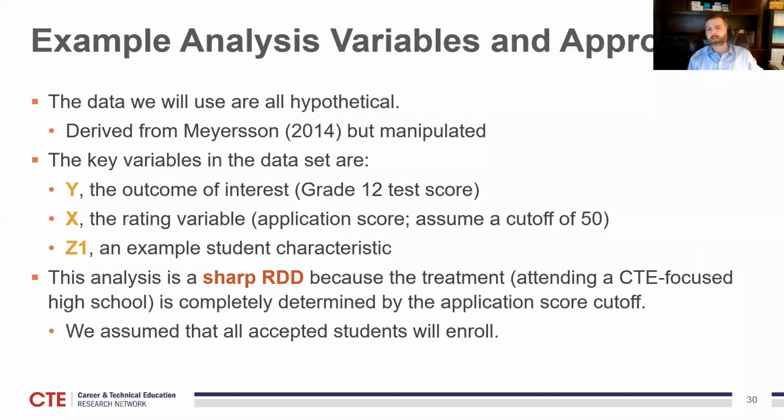The data in the example I'm going to show you is all hypothetical. It's derived from a political science application, but we manipulated it a little bit just to make the numbers look a little more reasonable. There are some key variables. Y is the outcome; you can imagine that this is like a grade 12 test score. X is the rating variable. This is an application score. It has a cutoff of 50. And Z1 is just a generic student characteristic, so you can think about this as a baseline test score or something else. Since we assumed every student that is eligible to enroll actually enrolls, this is going to be a sharp regression discontinuity setting.